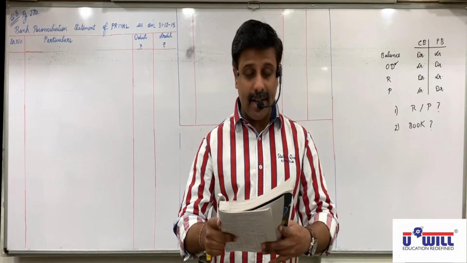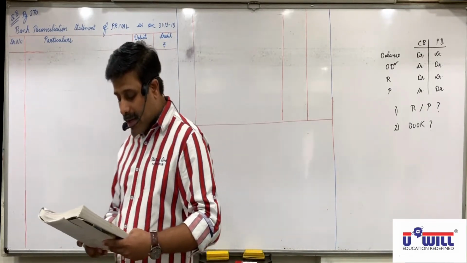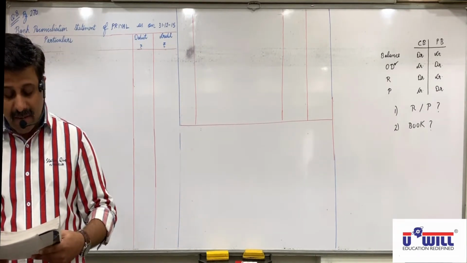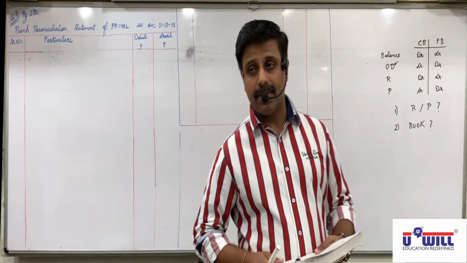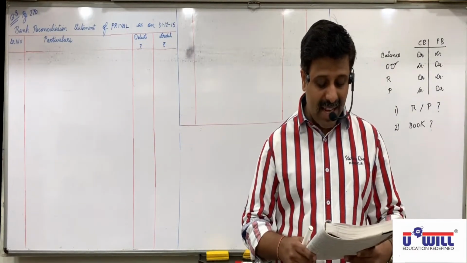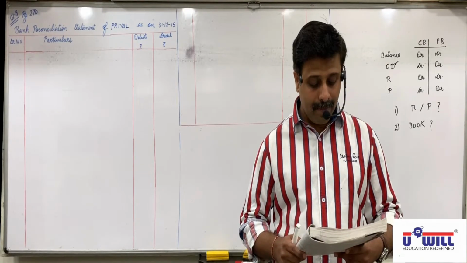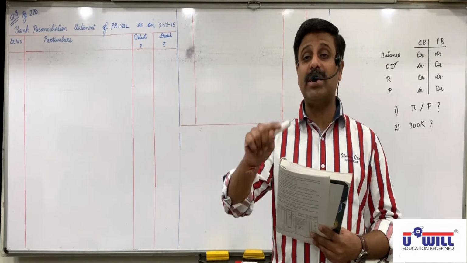Page number 270, question 8. Prepare the bank reconciliation statement of Priyal for December 2015 from the information given below. Now you are given two balances: bank overdraft as per cash book dated 31/12/15, 710, as well as bank overdraft as per passbook dated 1/12/15, 261.